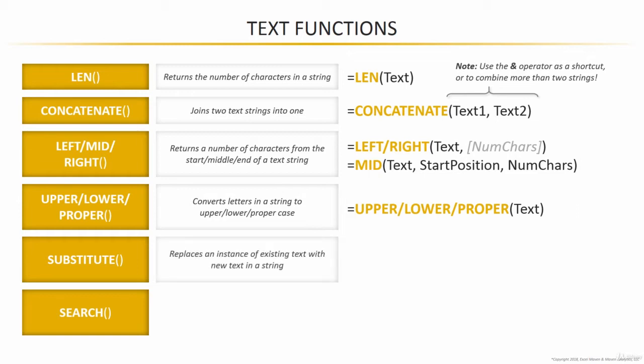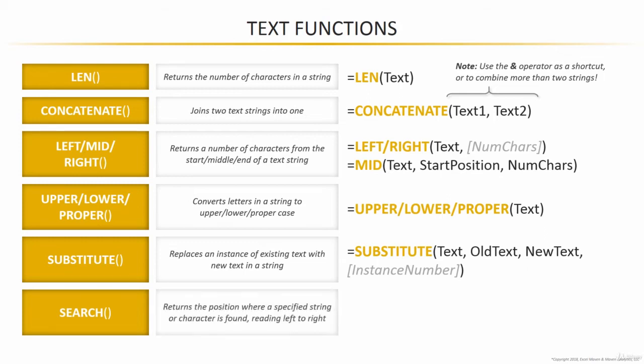Then substitute, this one's kind of fun. You can replace an instance of existing text with any new text that you choose within a string. So this one has a few more arguments here. You start by pointing to a text column. You indicate the old text, or the text that currently exists within that string. And then the new text is what you want to replace that with. And then you also have this fourth optional argument for instance number, where you can tell Power BI, okay, I want to substitute my underscores with a dash, but I want to skip the first one. In that case, you can specifically target only the second underscore or only the third or fourth. So a lot of flexibility with that substitute function.